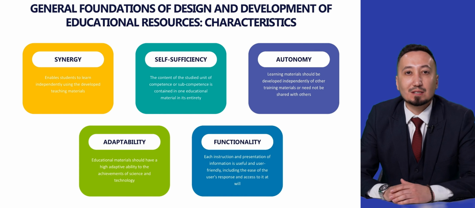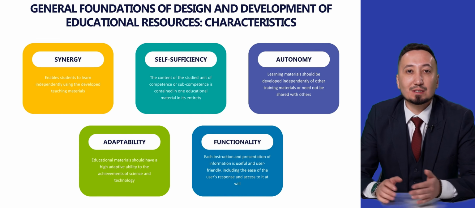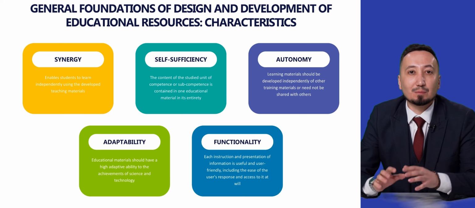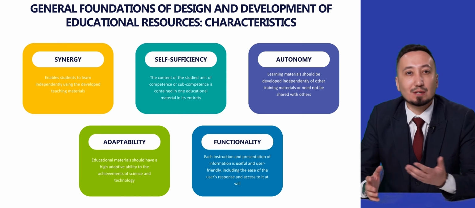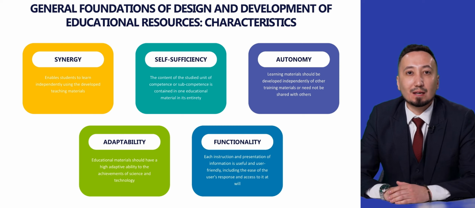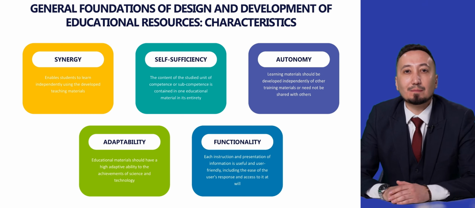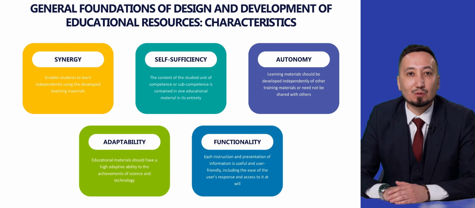The main characteristics of the design and development of educational resources are: 1. Synergy allows students to learn independently using the developed educational materials. 2. Self-sufficiency assumes that the content of the studied unit of competence or subcompetence is contained in one educational material in its entirety. 3. Autonomy implies that educational materials should be developed independently of other educational materials or should not necessarily be used in conjunction with others. 4. Educational materials must have a high adaptive ability to the achievements of science and technology, that is, adaptability. 5. Functionality. Each instruction and presentation of information is useful and user-friendly, including the ease of the user's response and access to it at will.